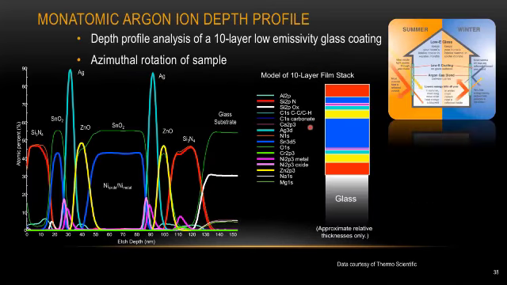Earlier I mentioned we can use the XPS machine to do depth profiling, which is a destructive measurement. Here is one example using a monatomic argon ion source. The sample is a low emissivity glass. What's special about this kind of glass is that it keeps your house warm during the winter and cold during the summertime. The trick is that we have multiple additional coating layers on top of the normal glass that reflect the sunlight and so on.